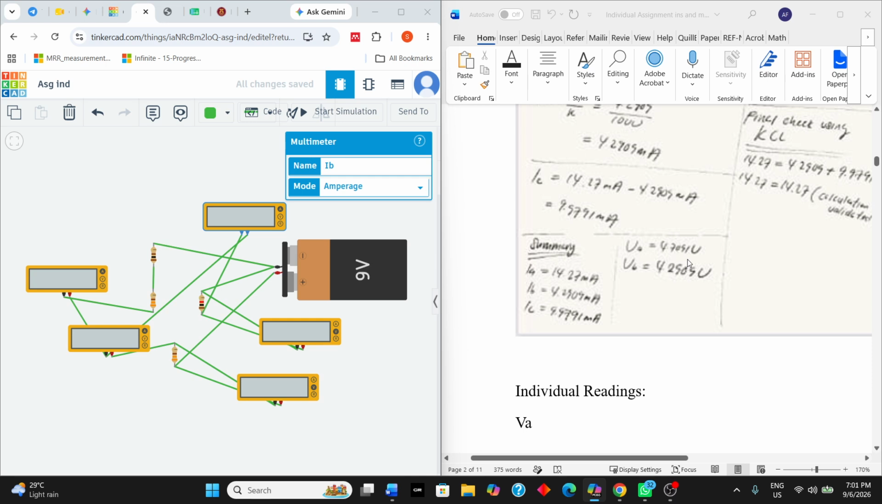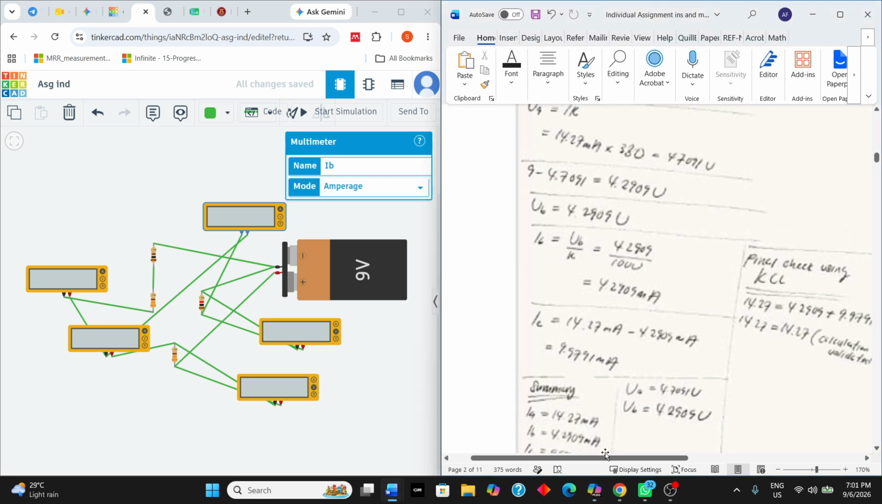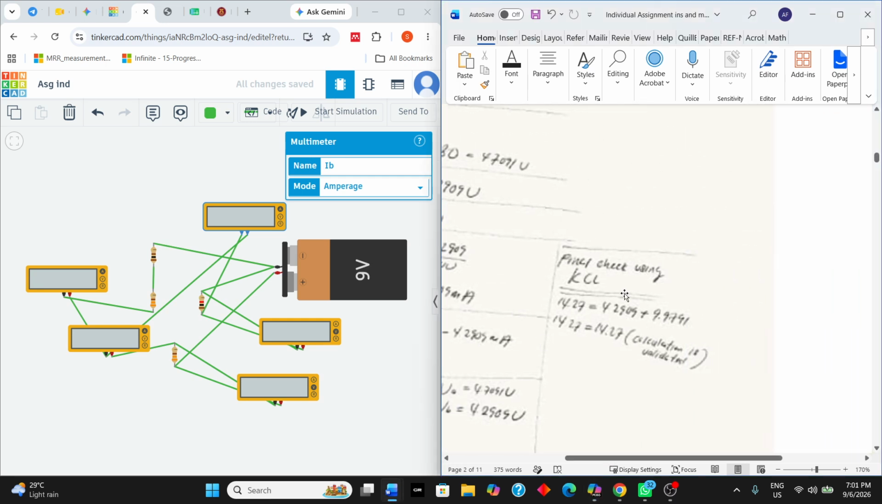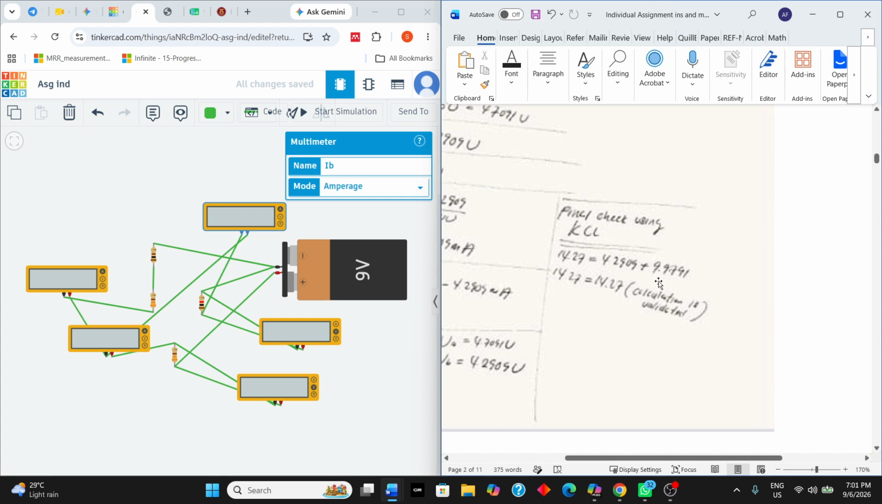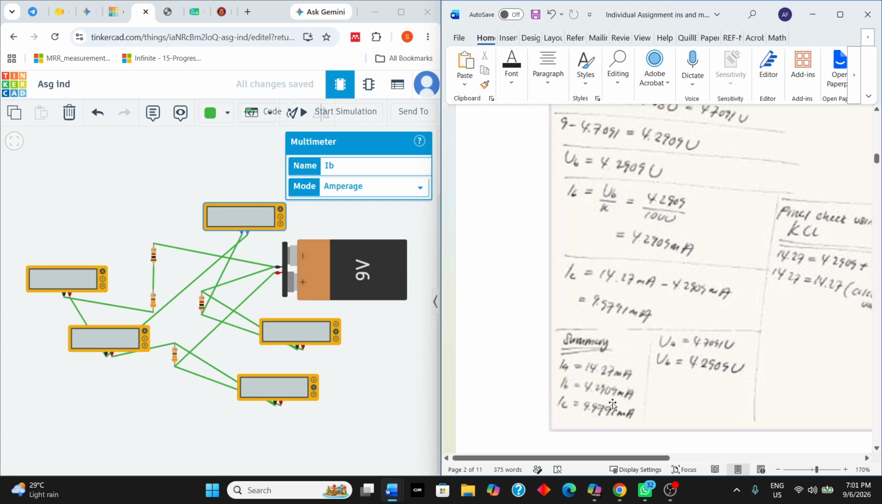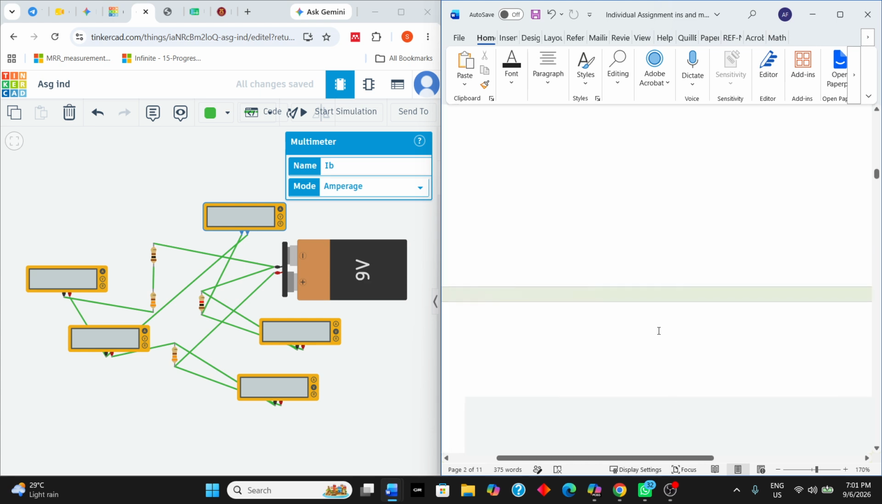I've written it so we can see more clearly. And finally, we can use a KCL check, Kirchhoff's current law, to confirm that the calculation is correct. So 14.27 is the current entering, and it equals the current out, which is 14.27. Current in equals current out, so our calculation is correct. And moving on, we have our simulations.